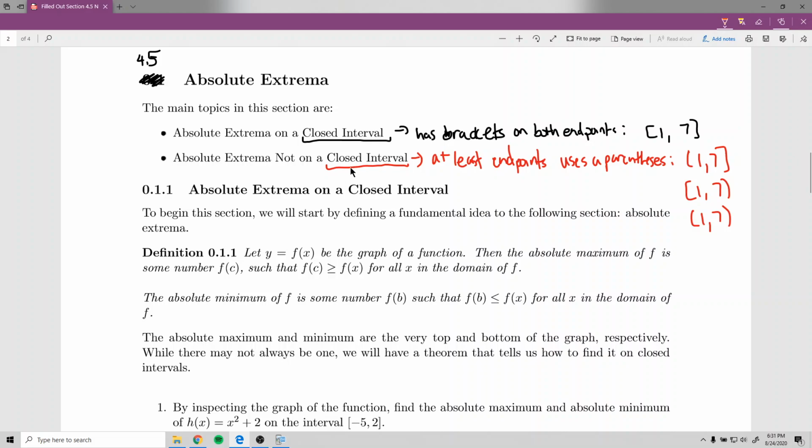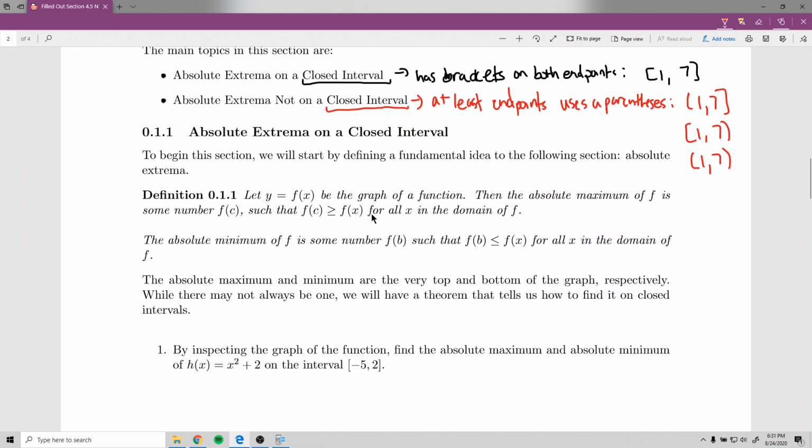The formal definition, it doesn't sound very useful, but I'm going to read it off and then I'll explain how it's very much related to what we've been doing in this chapter. So it says let y equal f of x be the graph of a function, then the absolute maximum of f is some number f of c, such that f of c is greater than or equal to f of x for all x in the domain of f. Now, what does this mean in words?